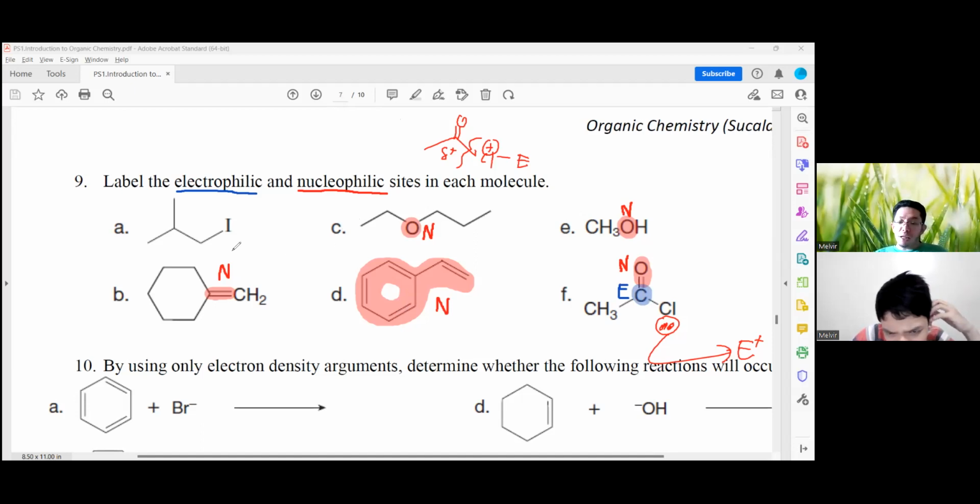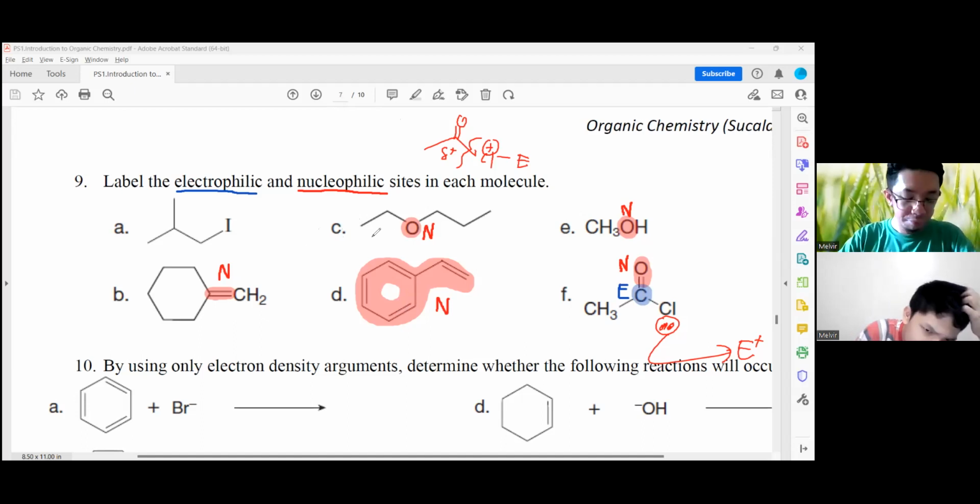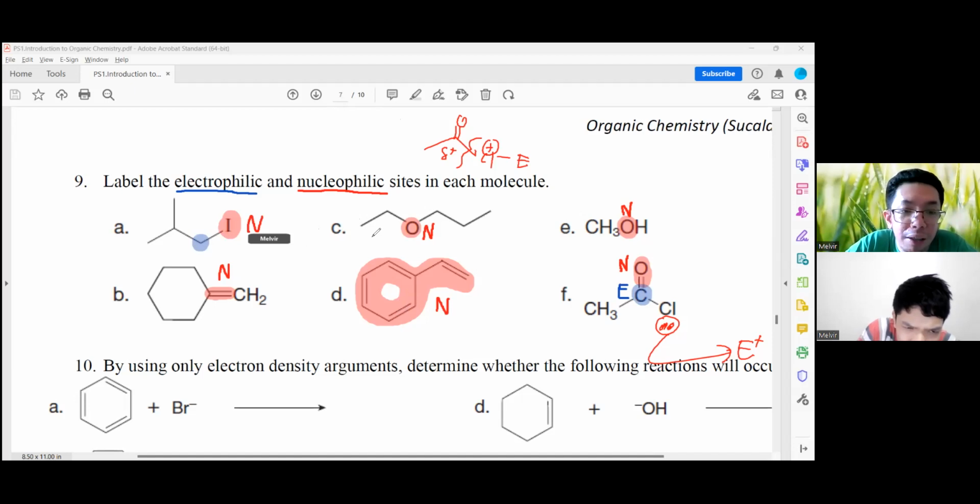How about letter A? Yun na lang. Last naman na to. We're almost done with part 2. So para next meeting, which will be on Tuesday, Josh, we'll do Lambert 10 lang and then we'll proceed to part 3. Okay?